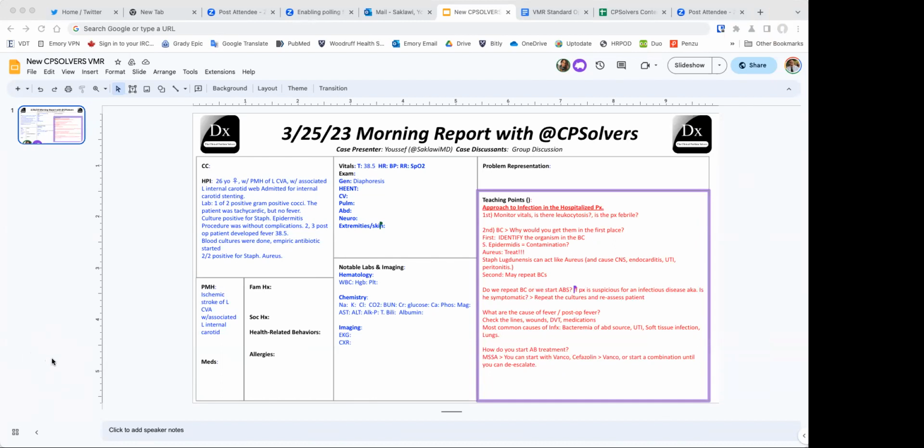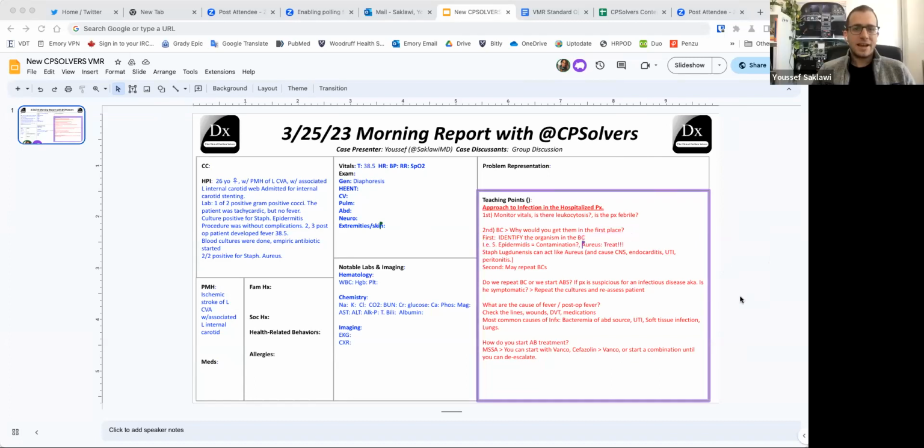The other thing is, what about the utility of swabbing the patient's nose and doing a PCR for MRSA? And if that comes back negative, then maybe using that to de-escalate or narrow.